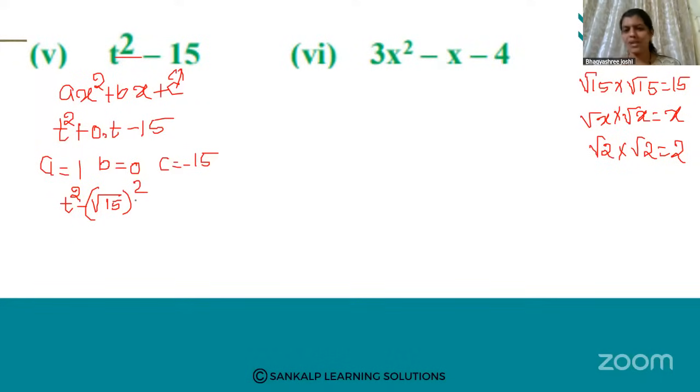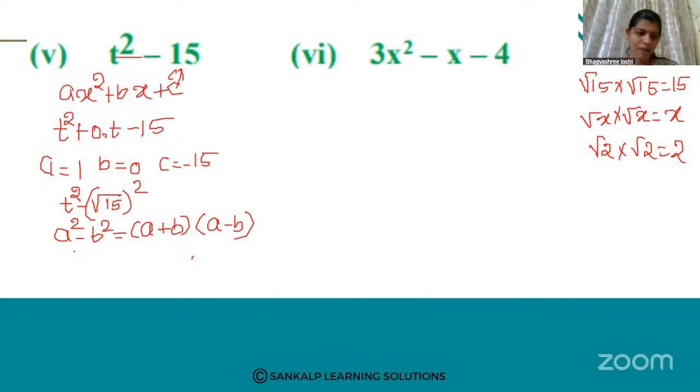Now, observe carefully. By looking only, I can tell that this polynomial is equal to, what does it look like? This is equal to a square minus b square. It looks like a square minus b square. Yes or no? A square means t square, b square means root 15 square. So what is the formula? A square minus b square is equal to a plus b into a minus b. Yes or no? A plus b into a minus b.